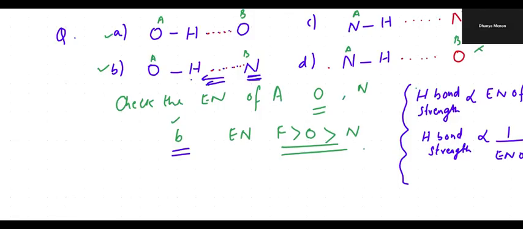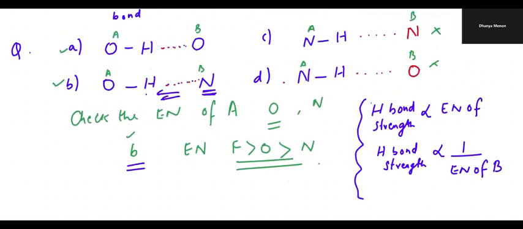So we learned two more conditions. For a hydrogen bond to be strong, the electronegativity of atom A should be more. What about the electronegativity of B? B should be lesser, inversely proportional.